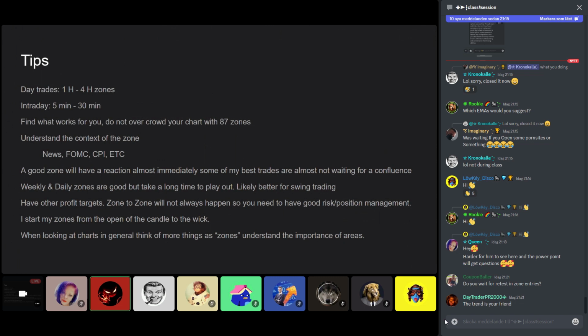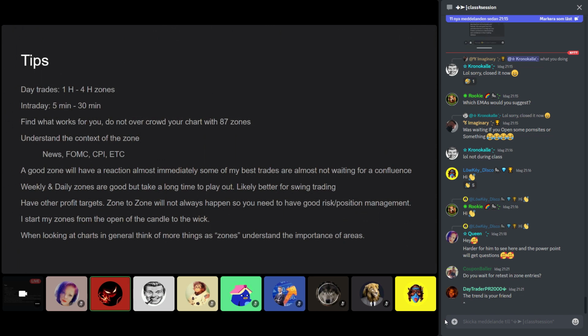Which EMAs would I suggest? I personally only like using the 9, 21, and 200 EMAs. Mostly because I feel like the 9's good for the trend. The 21, I honestly don't really have a good reason why I like it. I've just always heard people using 21. And the 200 always seems to have some sort of rejection or some sort of movement off of it.